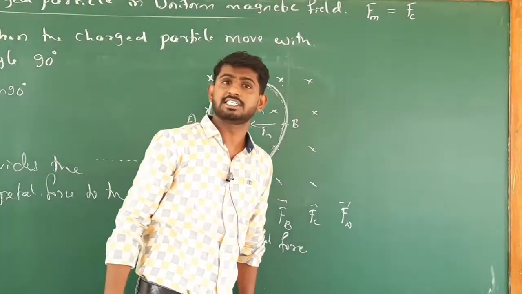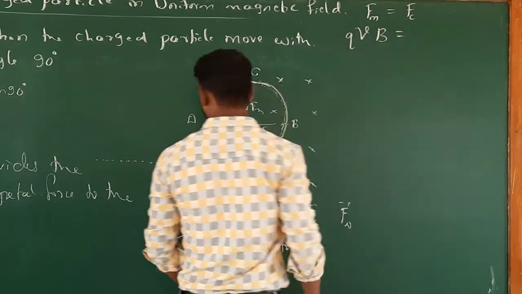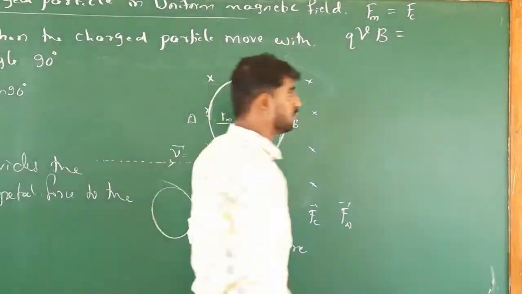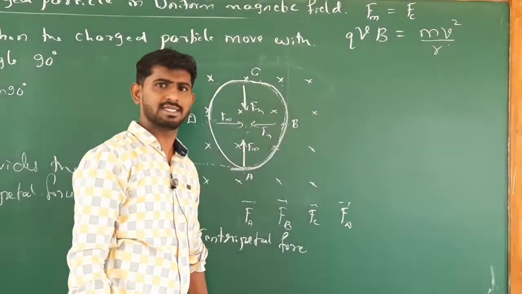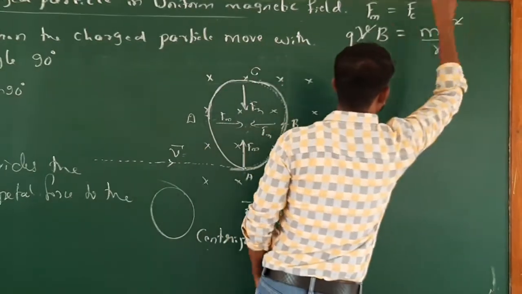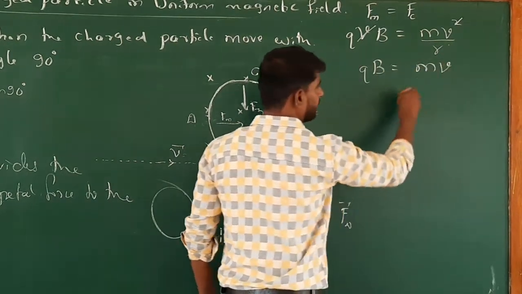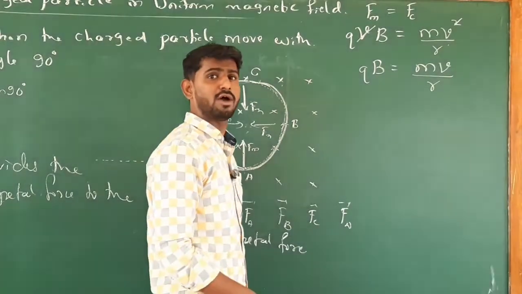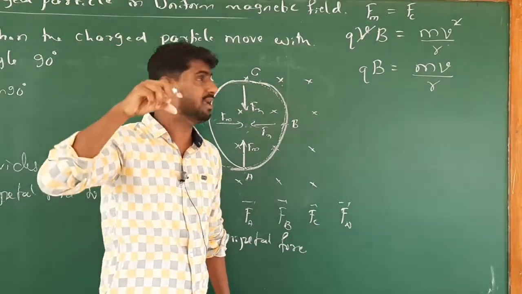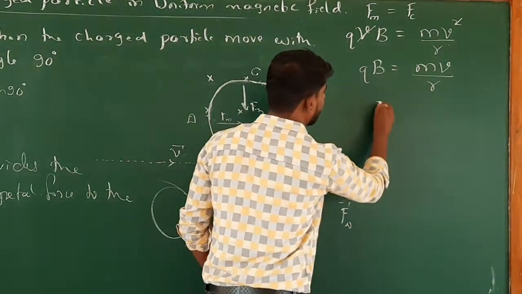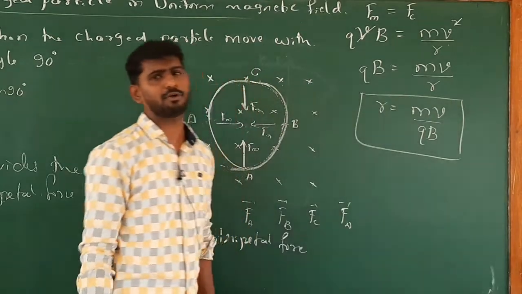Fc is the centripetal force. What's the formula for magnetic force? This is QVB. And the centripetal force formula is m into velocity square divided by radius. Here it is V and this is V squared, right? So here the term is QV, and one V cancels, so remaining V divided by R. What I want now is the radius of that charged particle which is moving with mass m and velocity V in the uniform magnetic field B. So the answer is R equals mv divided by qB. It's a very important result.